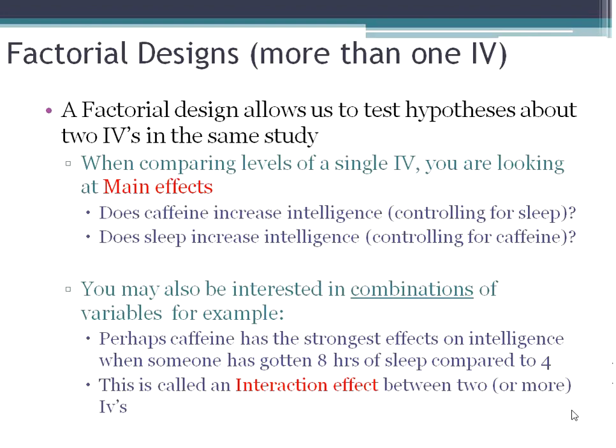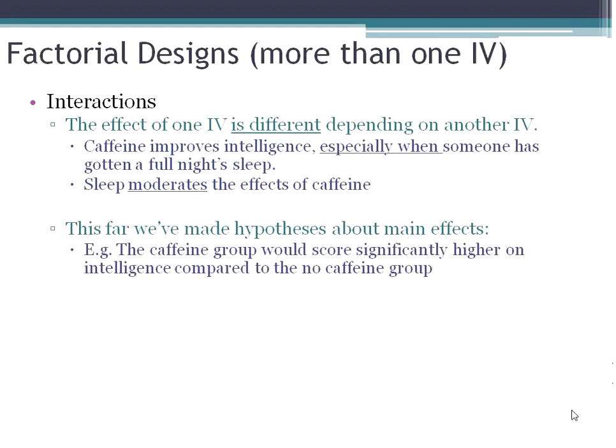Okay, this is what we call an interaction effect, an interaction between 2 or more independent variables. Interactions are always what we talk about as moderators, right? They turn up or turn down the effects of the independent variable on the dependent variable. So, for example, perhaps we think that caffeine improves intelligence, especially when someone's gotten a full night's sleep. What this suggests is that sleep is moderating the effect of caffeine on intelligence. Sleep is turning up the effectiveness of caffeine on intelligence.